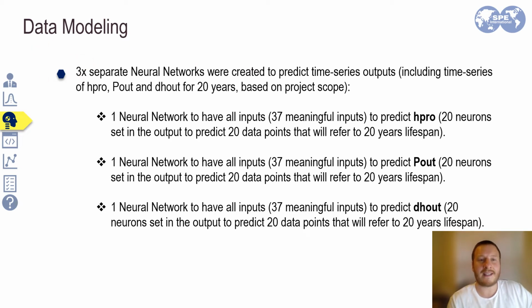After exploring data and applying feature engineering, we modeled the data the following way. Three separate neural networks were created to predict time series outputs, including time series of HPRO, PHOUT, and DHOUT for 20 years. Based on the project scope, we used 37 inputs, and each neural network made 20-year predictions, one for enthalpy, one for power, and one for thermal power.